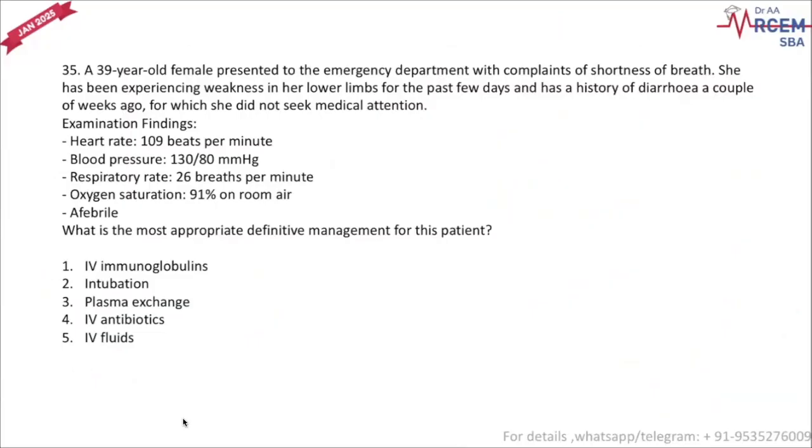A 39-year-old female presents to the ED complaining of shortness of breath. She has been experiencing weakness in the lower limbs for the past few days, and has a history of diarrhea for a couple of days, for which she has not sought any medical attention. Vital parameters seem to be fine, with a certain amount of subtle hypoxia. What is the most definitive management for this patient? Definitive management: IV immunoglobulins. Why?